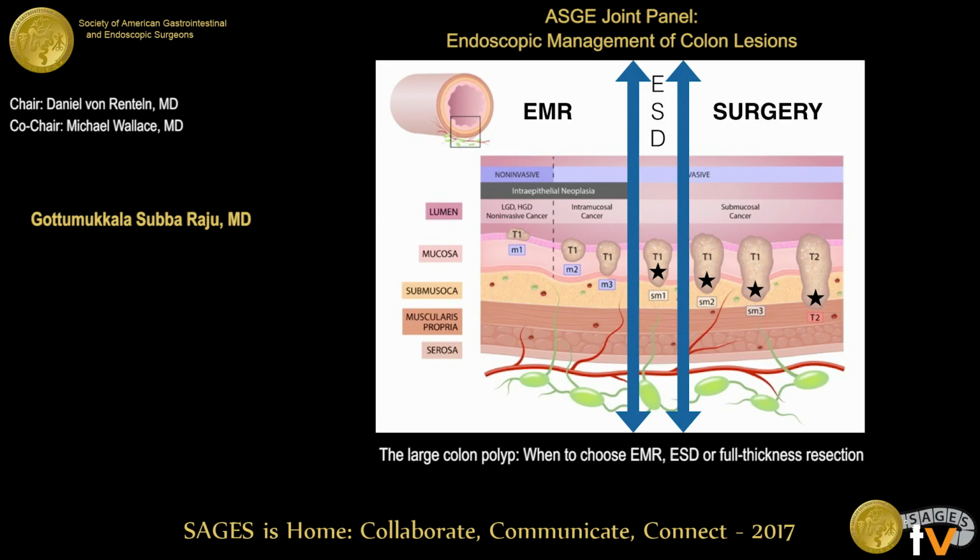So coming back to this picture, as you can see here, lesions that go to the muscle, T2, they should go for surgery. Lesions that go deep into the submucosa should also go to surgery. And lesions that are SM1 or to the left can be removed by endoscopic resection.